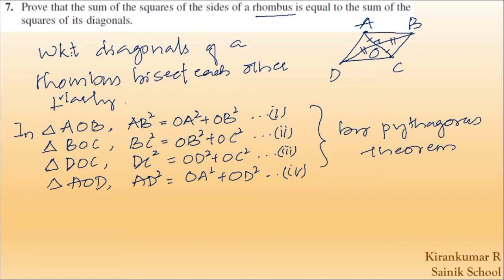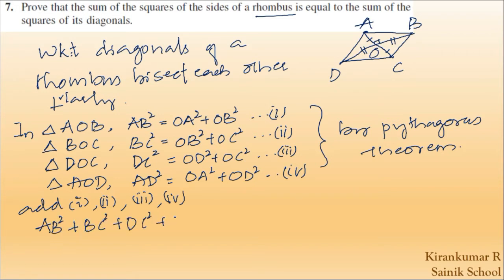Now, if you add equation 1, 2, 3 and equation 4, we will be getting the left hand side as sum of the squares of the sides of the rhombus. This is equal to, if you observe properly, we have got 2 times OA repeated, same as the case with OB, OC and OD. So I'll write 2 times of OA square plus OB square plus OC square plus OD square.